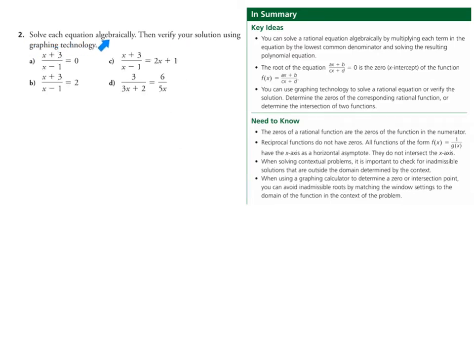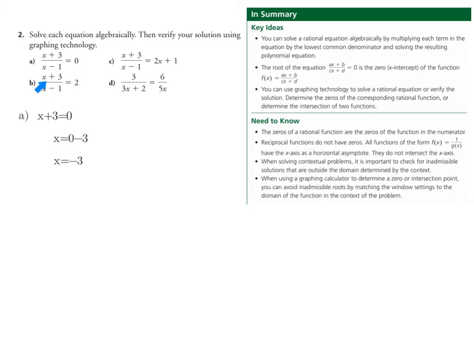All right, solve each equation algebraically. Then verify your solution using graphing technology. Part A. So you got x plus 3 over x minus 1 equals 0. All right, so how do you make something equal 0? Well, the top has to equal 0. So x is negative 3.